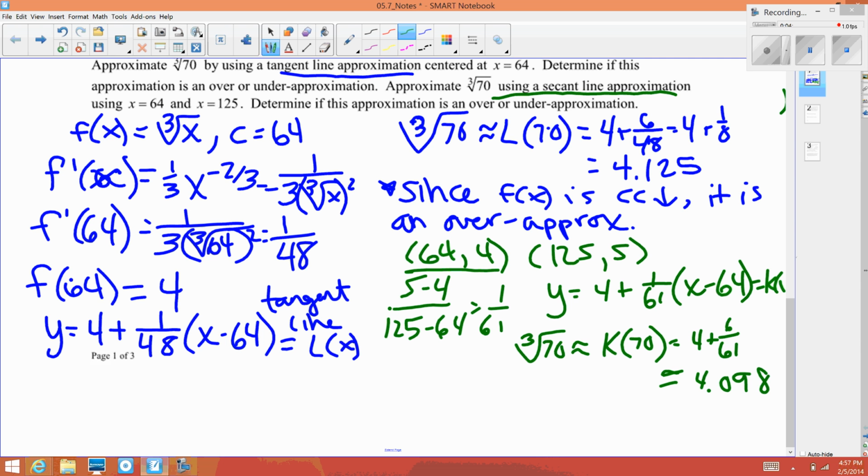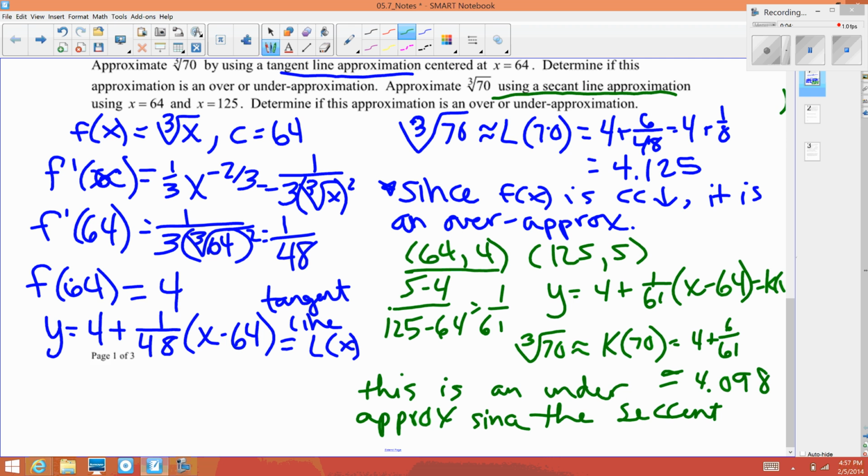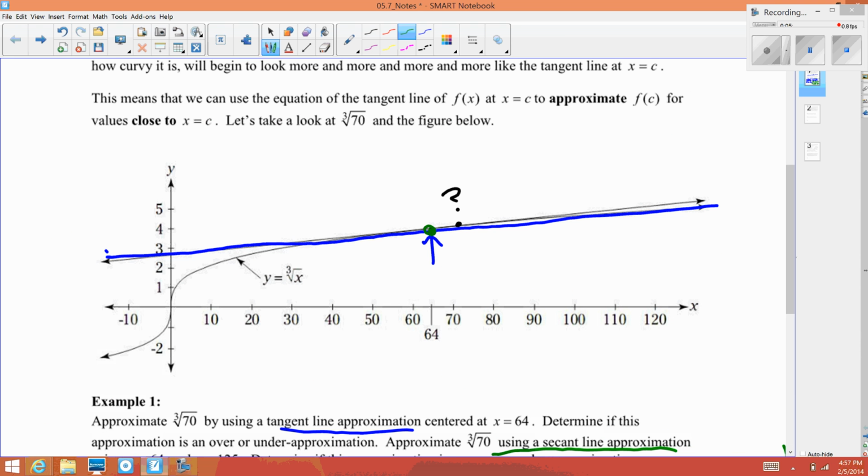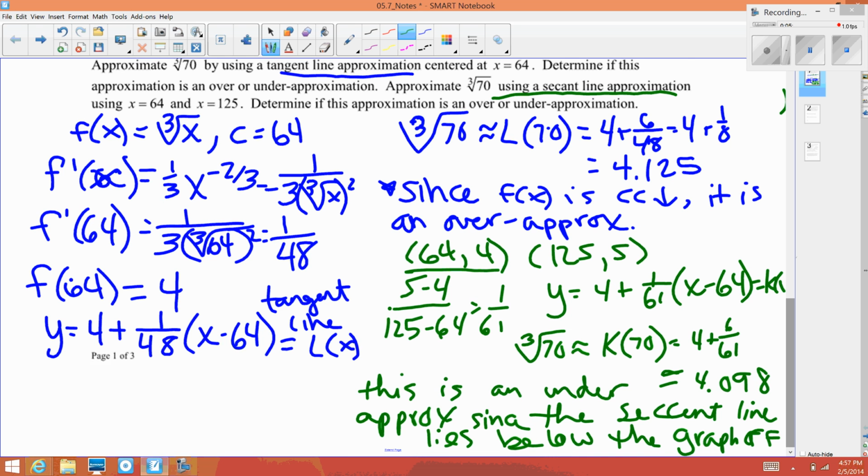Now this is an under approximation, since the secant line lies below the graph of f. All right, so if we look at this point and we talk about this point down here, if we draw that secant line, hopefully you can draw it much better than I did. It actually lies below the function. Okay, so let's move on here.